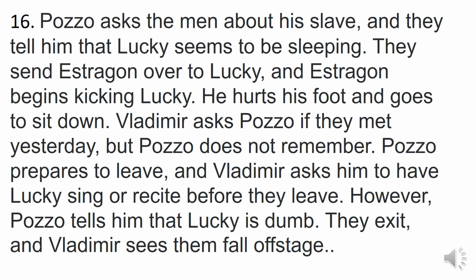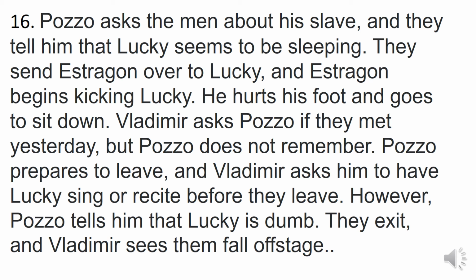Pozo asks the men about his slave, and they tell him that Lucky seems to be sleeping. They send Estragon over to Lucky, and Estragon begins kicking Lucky. He hurts his foot and goes to sit down. Vladimir asks Pozo if they met yesterday, but Pozo does not remember. Also, a little bit of Alzheimer's there. Pozo prepares to leave, and Vladimir asks him to have Lucky sing or recite before they leave. However, Pozo tells him that Lucky is dumb. So now all of a sudden he's dumb.